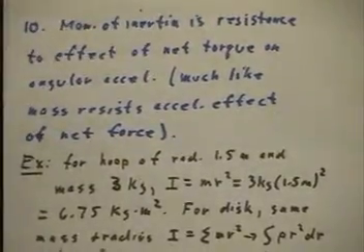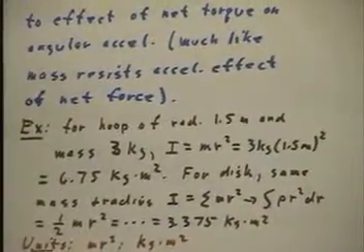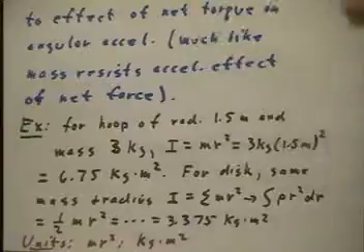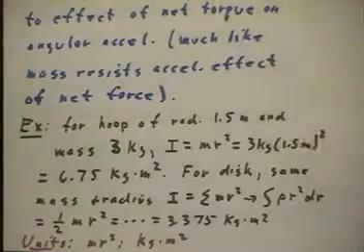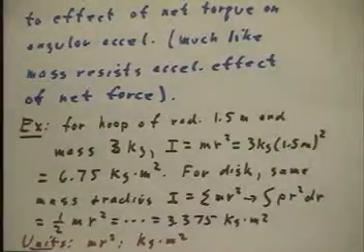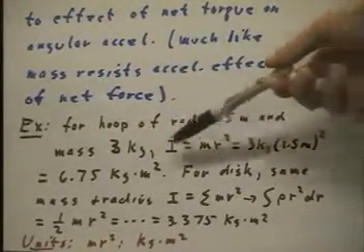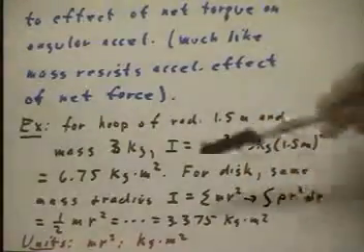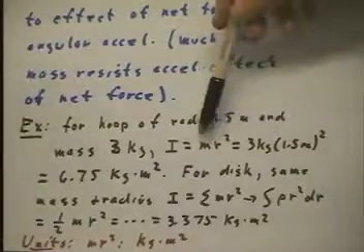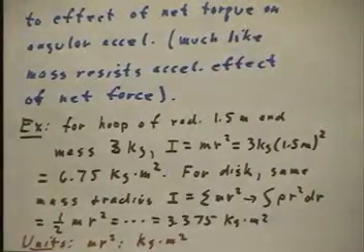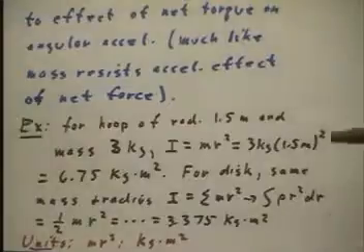An example of moment of inertia, simplest example, is probably the hoop, where all the mass is concentrated at a radius of 1.5 meters. By radius, of course, I mean the distance from the center of rotation. We assume that the hoop is rotating about an axis through its center. If the hoop has a mass of 3 kilograms, the moment of inertia then is easily found. All the mass is at distance 1.5 meters, so we just take the total mass multiplied by the square of the 1.5 meters to get our 6.75 kilogram meters squared moment of inertia.